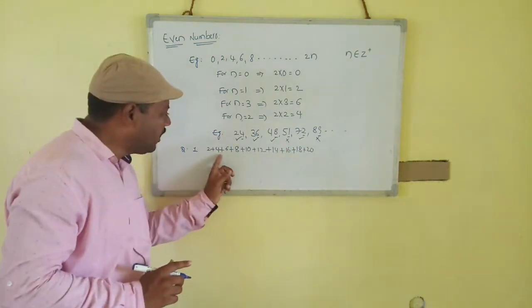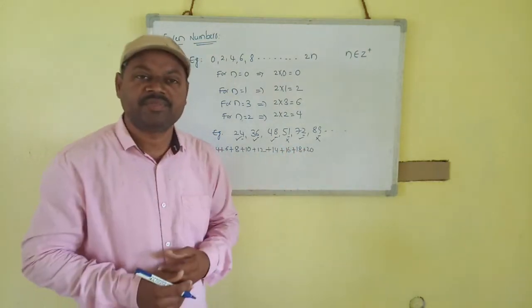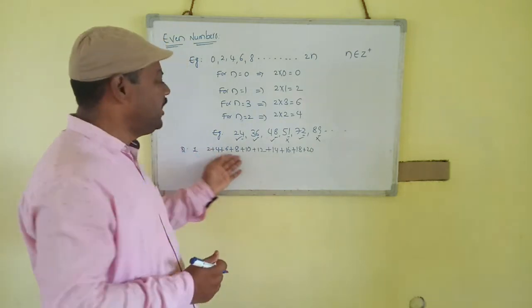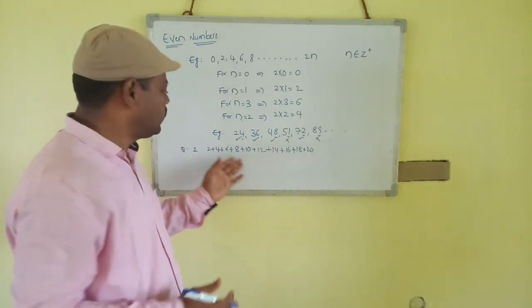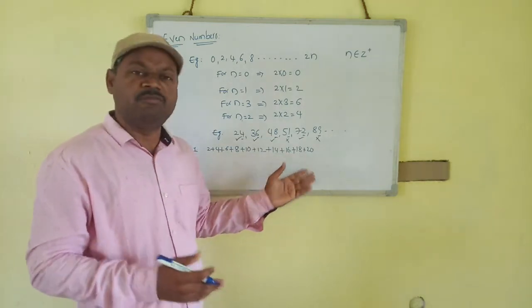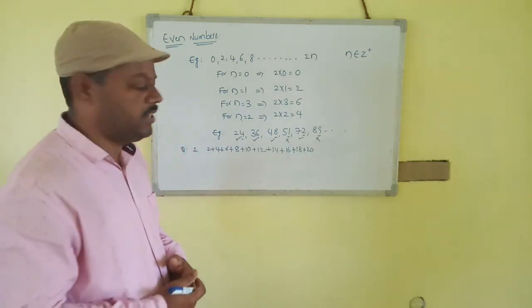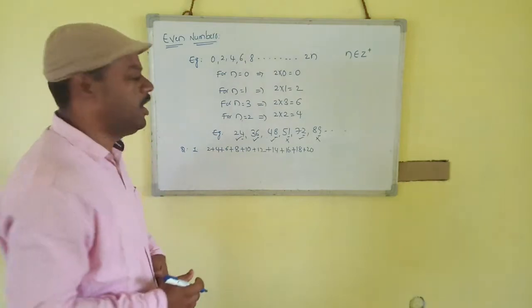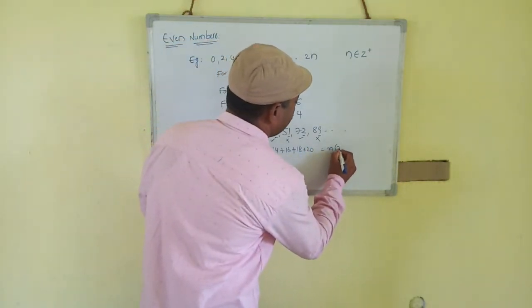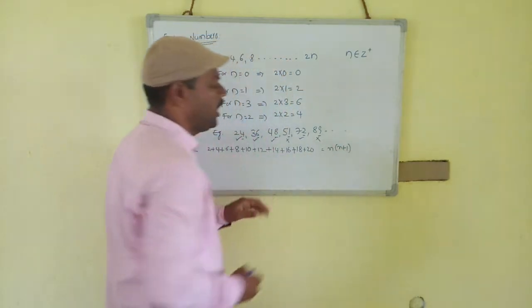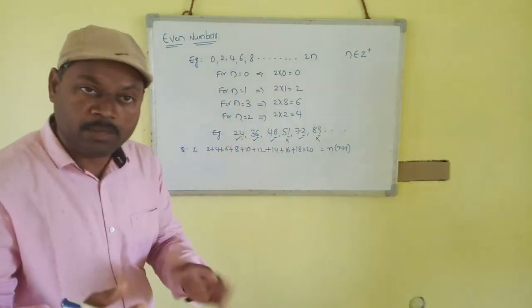What is the sum of the 10 even natural numbers? How can you find it? If you do addition, you will take more time. So in this case, one short formula is there. What is the formula? Very simple formula: n into n plus 1.